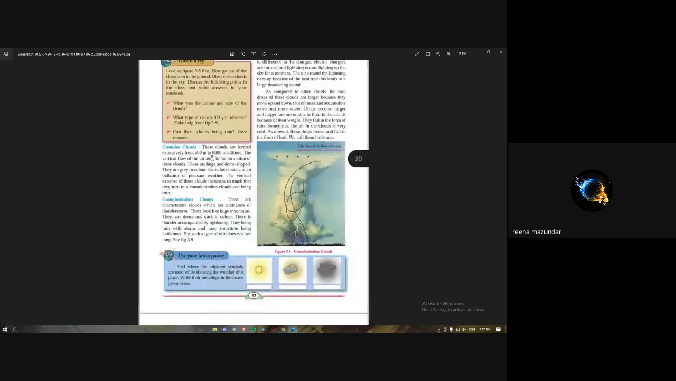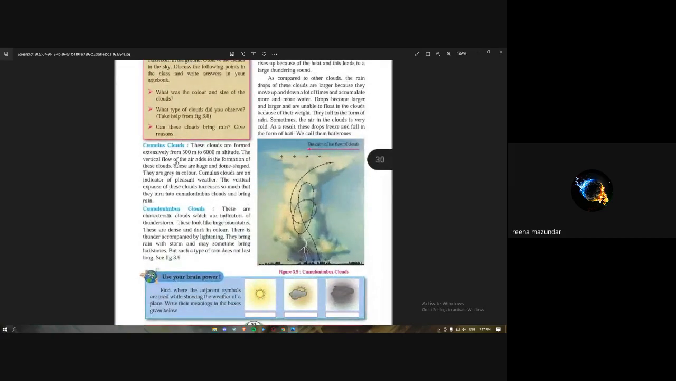Look at this cumulus cloud. These clouds are formed extensively at 500 to 6000 meter altitude. The vertical flow of the air adds to the formation of these clouds. Look at this. See the formation over here, figure number 3.9, showing cumulonimbus clouds. See the thicker haze. The thicker part that you see shows the direction of the flow of the clouds. I think with my arrow and with my picture, it is very, very clear.